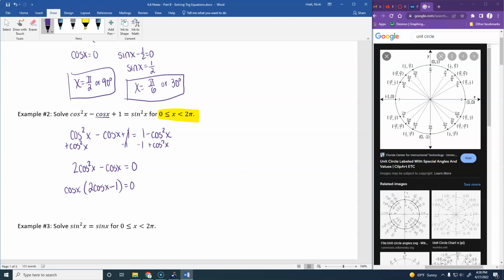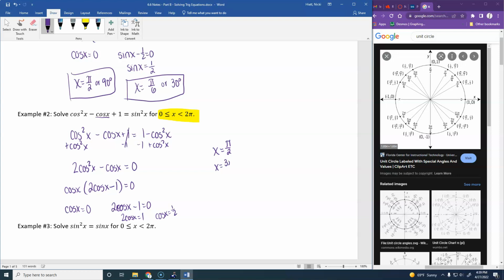Now let's set each one equal to 0, so cosine x equals 0. Over here, 2 cosine x minus 1 equals 0, so that would give us 2 cosine x equals 1, and then we'll get cosine x equals 1/2 whenever we divide both sides by that 2. So to our unit circle we go. We have cosine x equals 0. Cosine is our x coordinate. That happens right here at pi over 2. Or, in this particular case, also at 3 pi over 2.